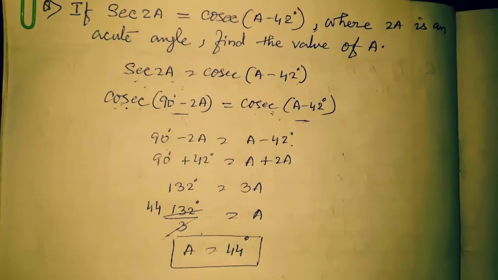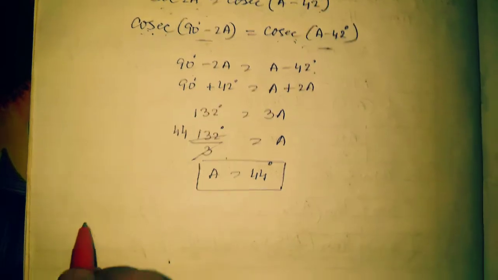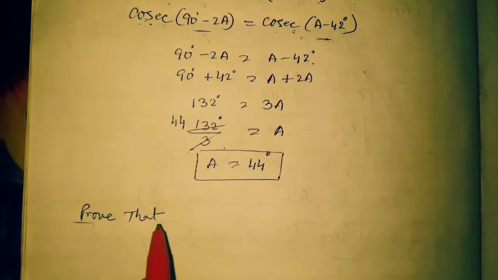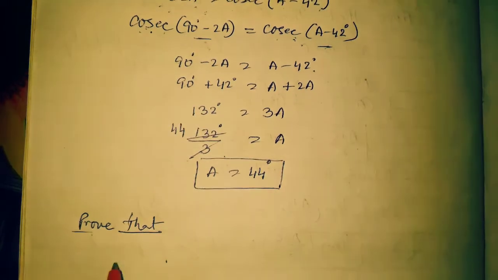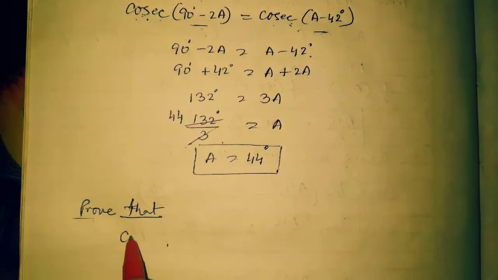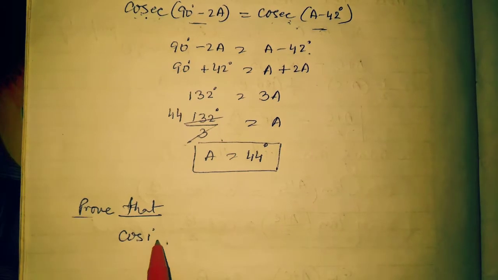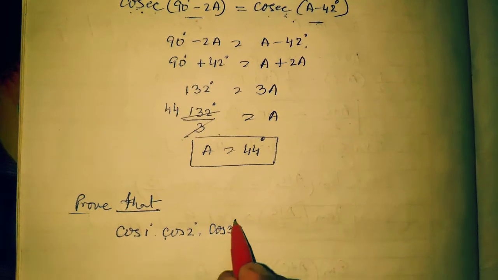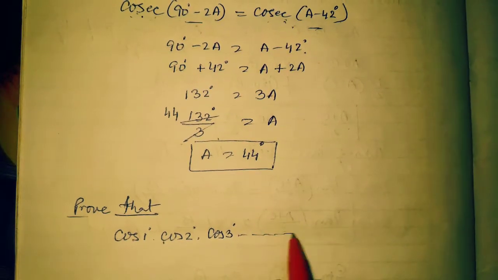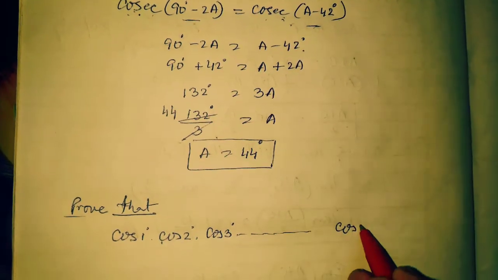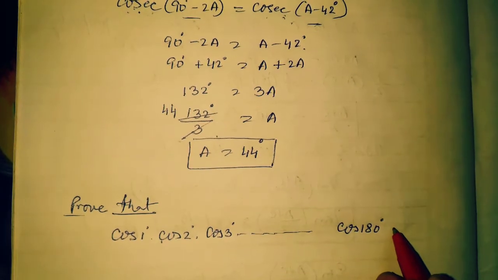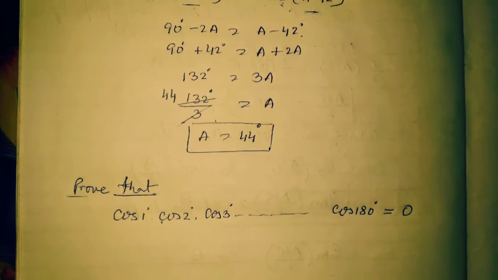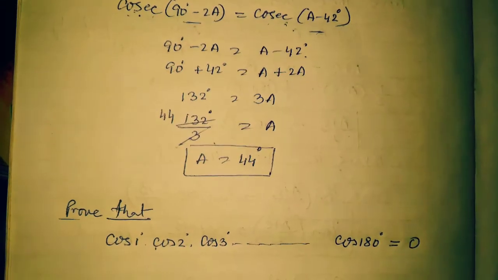Clear, student? Now next, suppose the question is given to prove that cos 1 degree times cos 2 degrees times cos 3 degrees, and so on, up to cos 180 degrees, equals 0. So now here I'll start proving.